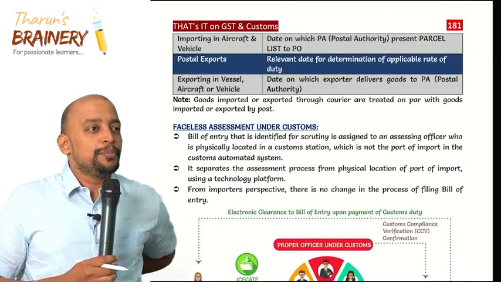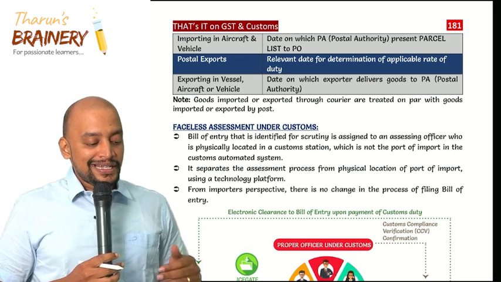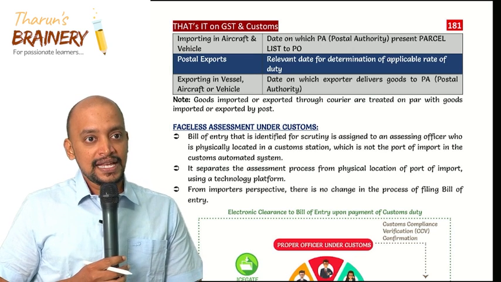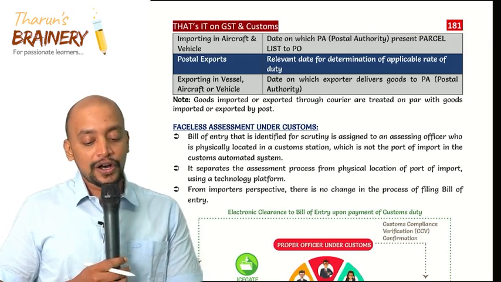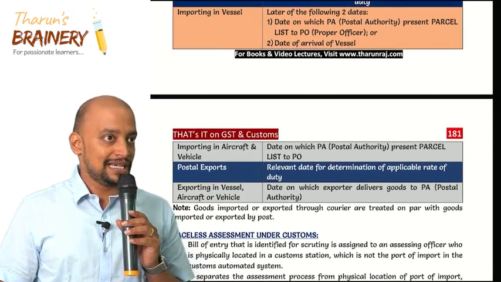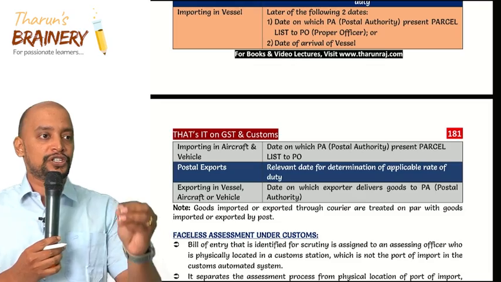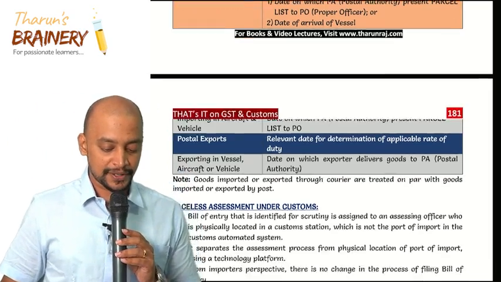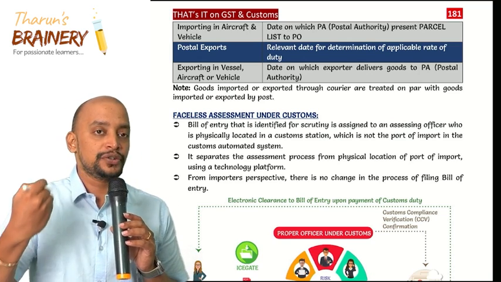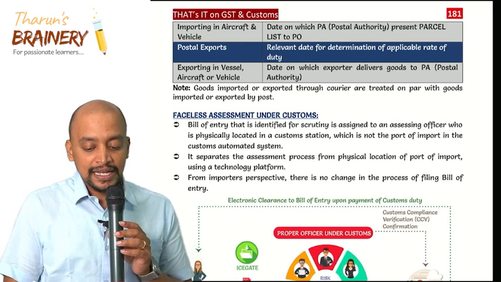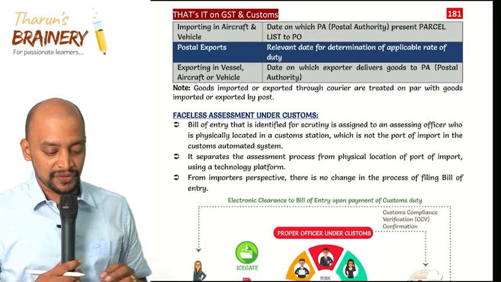So we are discussing about import or export by post. What are the 2 points that we have seen in case of import by post? Whenever the import is by vessel, the date on which postal authority presents the parcel list to the proper officer or date of arrival of the vessel, whichever is later, should be taken. Whereas in case of aircraft or vehicle, it is the date on which postal authority handed over the parcel list to the proper officer. But in case of export, what is the date that we have seen? As and when we hand over the parcel to the post authority, the date on which we deliver the goods to them will be taken. So this is just for MCQ purpose, it will be relevant.